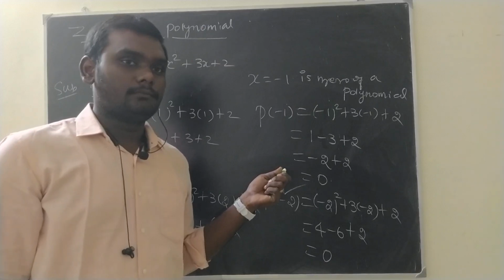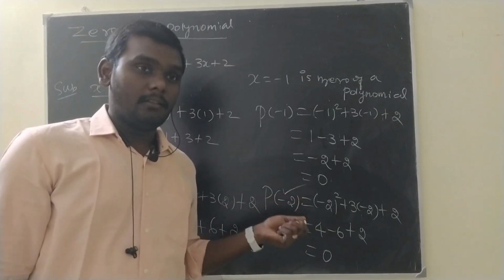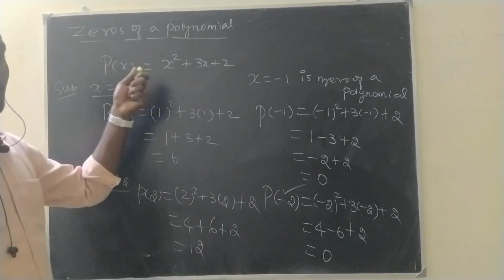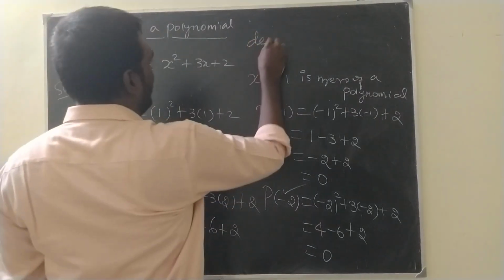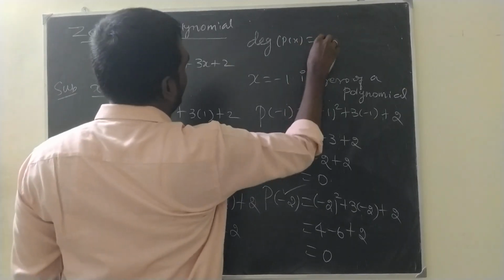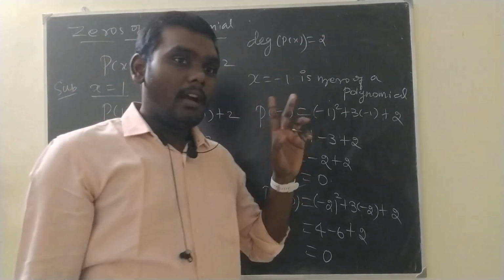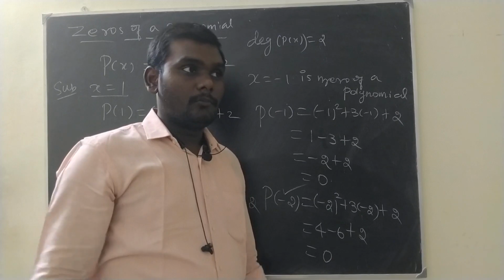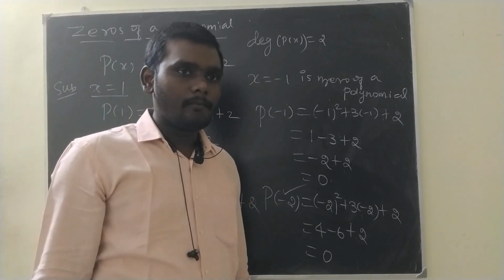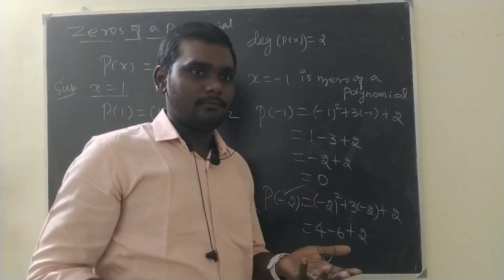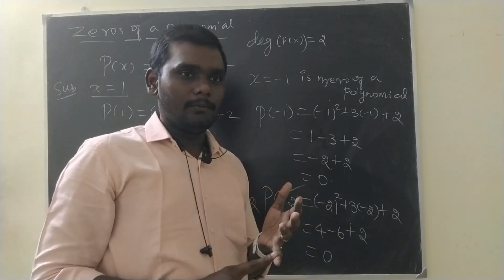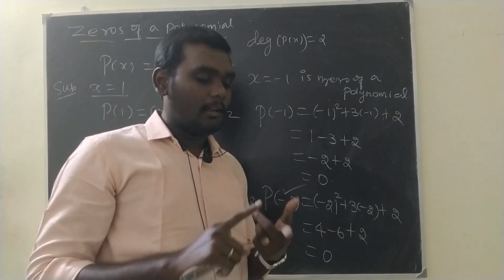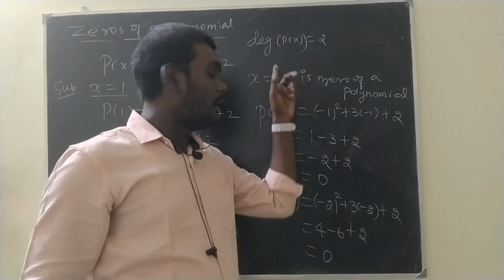How many zeros exist? There are two zeros, and there is a relationship between this number of zeros and the polynomial's degree. If the degree of this polynomial is 2, the polynomial can have at most 2 zeros. At most 2 zeros. What does that mean? Maximum 2 zeros. Either it does not possess any zero, or it possesses only 1 zero, or it may have 2 zeros. Is it possible to have 3 zeros? No, because degree is 2.